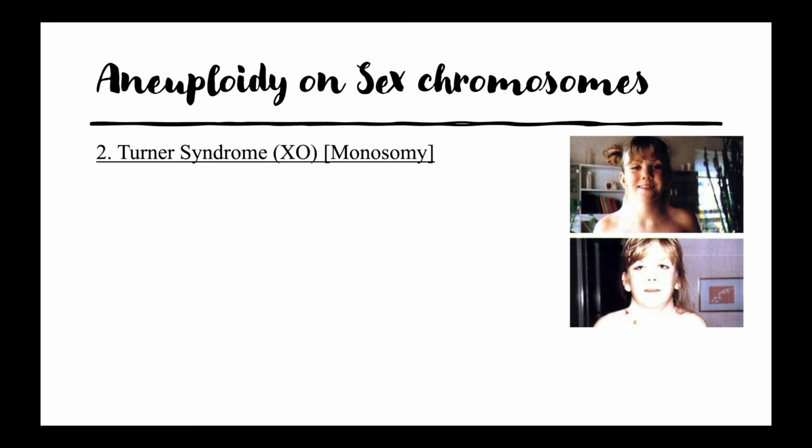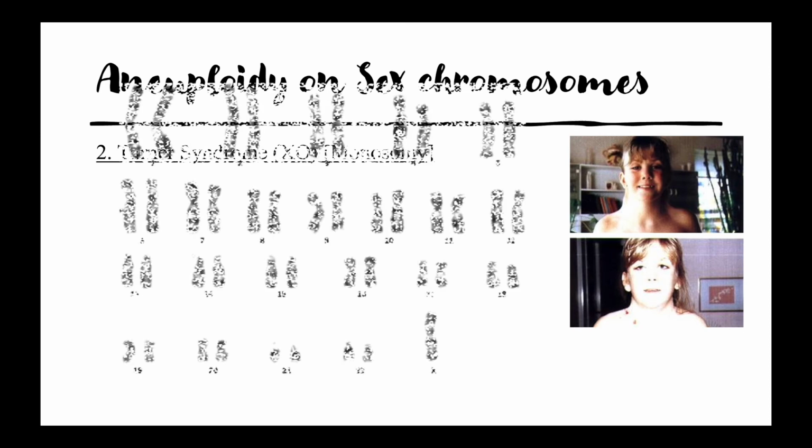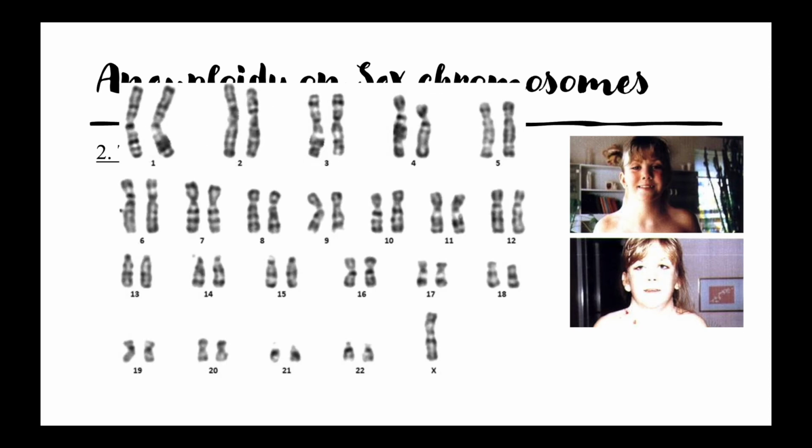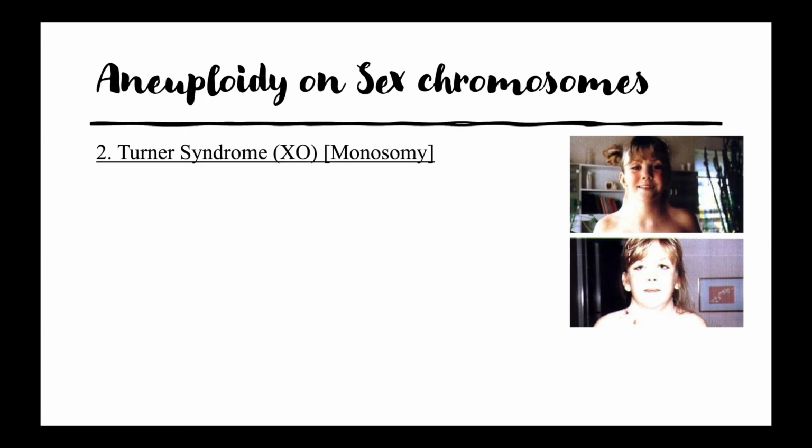Turner syndrome is a monosomy condition whereby the individual only carries 1 copy of sex chromosome. This is the karyotype of an individual suffering from Turner syndrome. As you can see, this individual only has 1 copy of the sex chromosome. The various symptoms of individuals suffering from Turner syndrome are that this female will be a sterile female with webbed neck, underdeveloped breasts, and short stature.